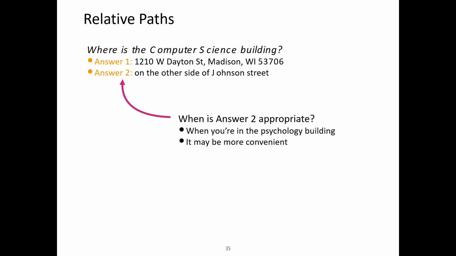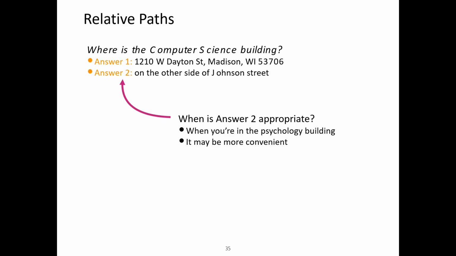Let me use maybe a simpler example. If I ask the question, where's the computer science building? All right, I know you guys, we're not in the computer science building right now. We're all sitting at home. Some of you guys are on the other side of the world, so just bear with me. This example works way better when we're in a lecture hall across the street from the computer science building.